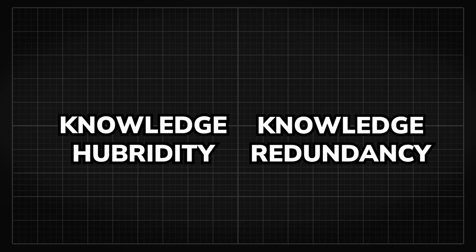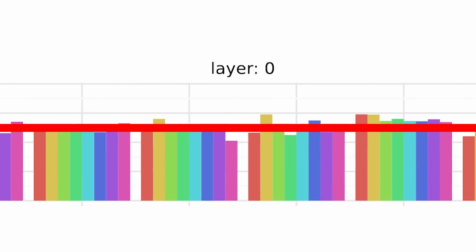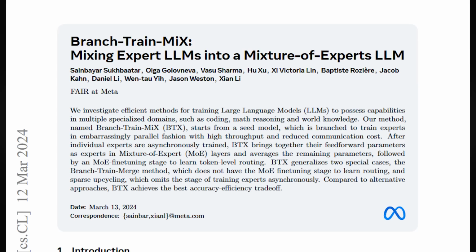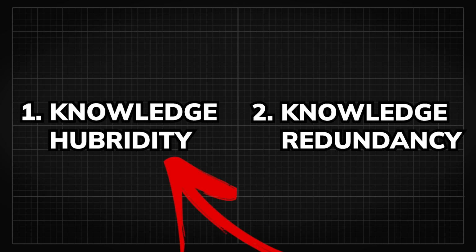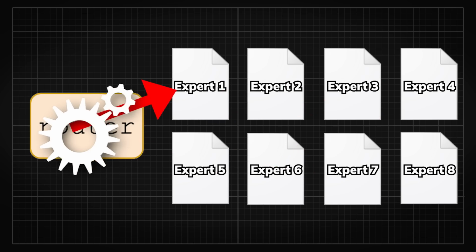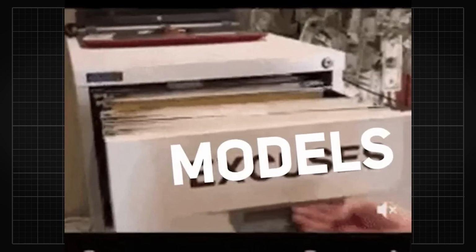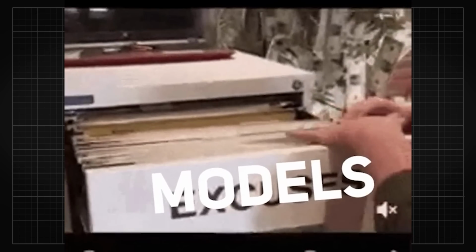So in order to evolve into the next level, these 2 problems have to be addressed while maintaining the load balance so that each expert is equally used. Meta then proposed a really interesting method that tackles the first issue, called the Branch-Train-MiX method. So instead of training the MoE model from scratch, each feed-forward network block, or the soon-to-be expert, will instead be taken out of a range of different pre-trained dense models.